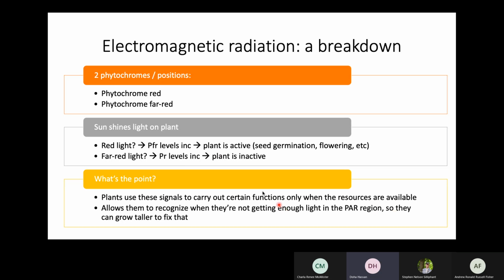So these phytochromes also allow the plant to recognize whether it's getting enough light in that PAR region. If they're not getting enough light, it might be because of other competitors nearby. Then they can send another signal over to those apical meristems, and those apical meristems can enable vertical growth so that the plant grows taller and is able to outcompete the neighboring plants and get access to more sunlight.